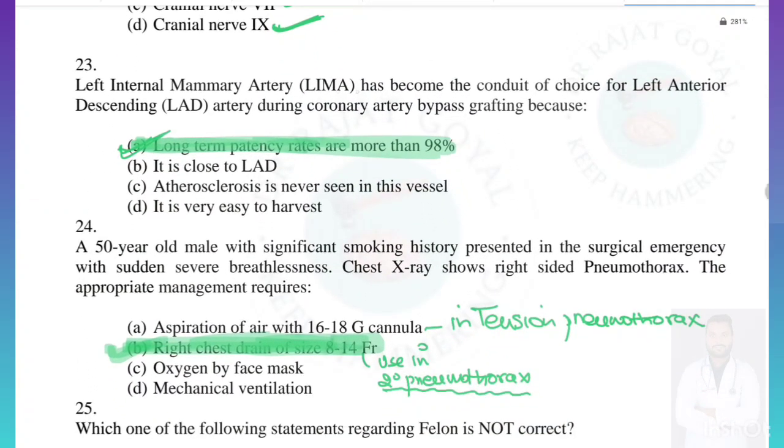Left internal mammary artery has been a conduit of choice for the left anterior descending artery during coronary artery bypass grafting because it has a long-term patency rate of more than 98%. So nowadays the LIMA is more commonly used and it is the best conduit for the LAD artery bypass grafting. So answer here will be A.